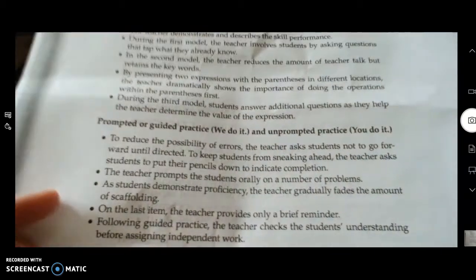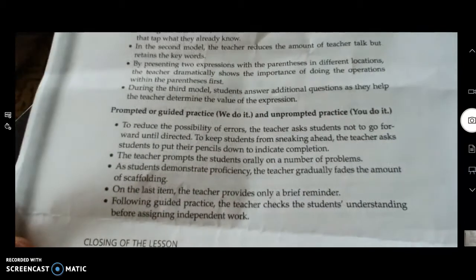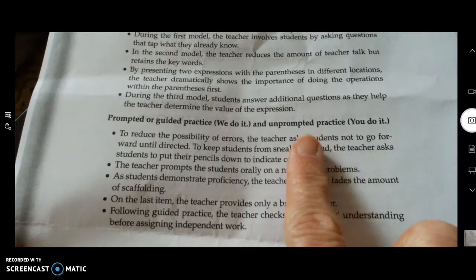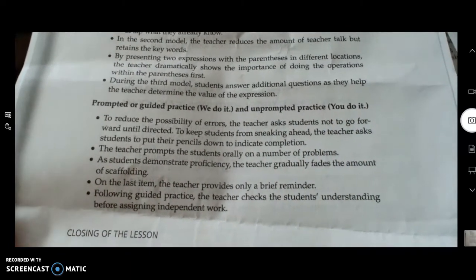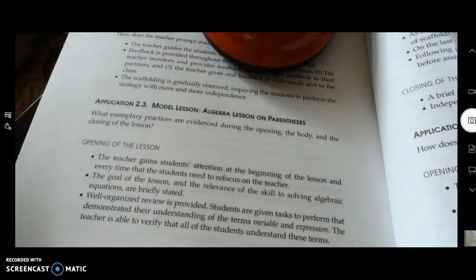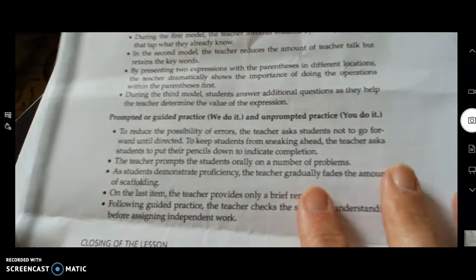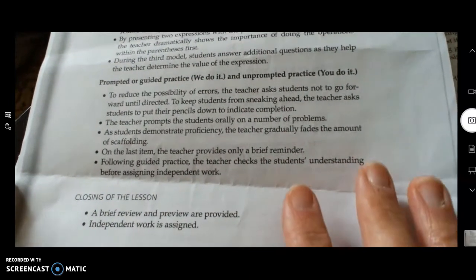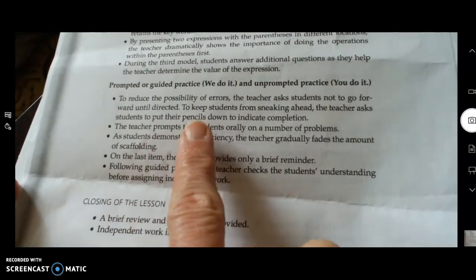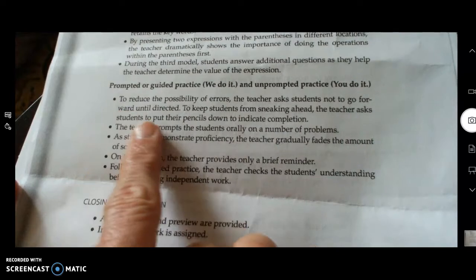Okay, and then moving on to the prompted or guided practice, the we do, and then the unprompted practice, you do. And remember, the you means the students in that algebra class. I think it was high school, or did they give a grade? I don't know. Y'all know I forget. But that's what the you is, right? Those students in the class. Okay, so to reduce the possibility of errors, the teacher asks students not to go forward until directed.